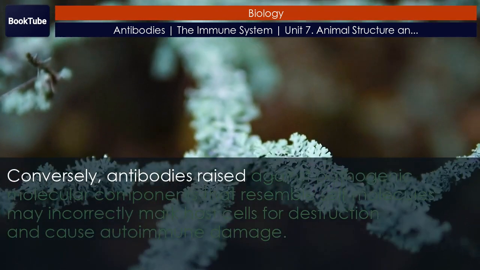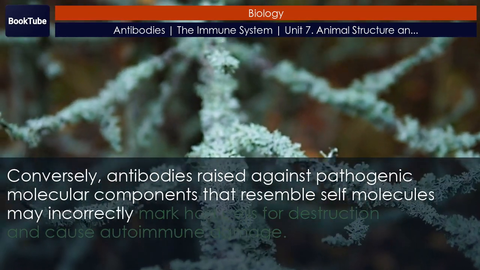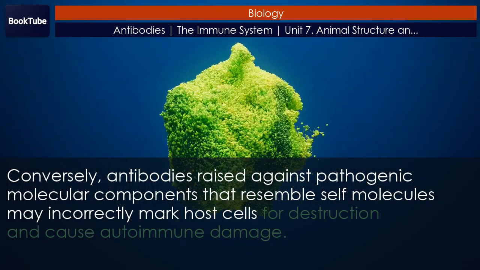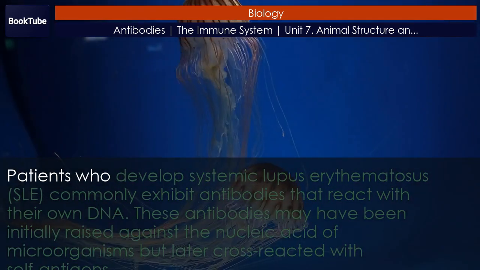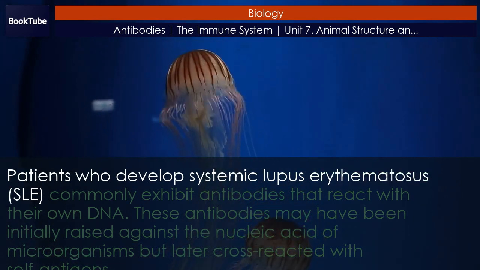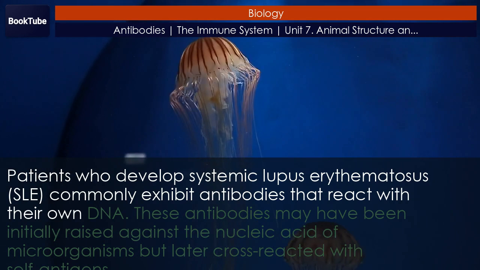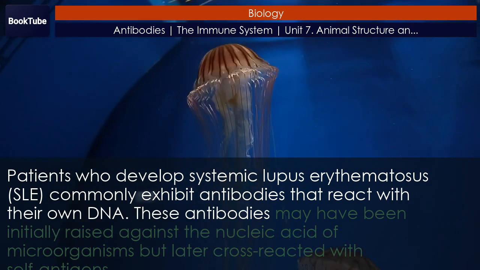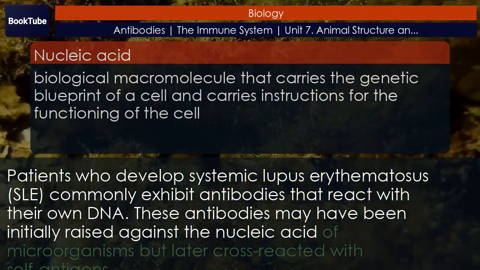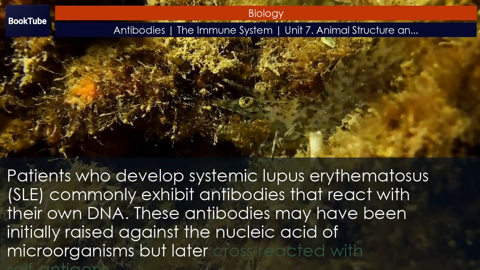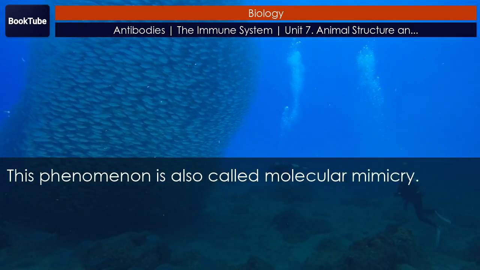Conversely, antibodies raised against pathogenic molecular components that resemble self-molecules may incorrectly mark host cells for destruction and cause autoimmune damage. Patients who develop systemic lupus erythematosus (SLE) commonly exhibit antibodies that react with their own DNA. These antibodies may have been initially raised against the nucleic acid of microorganisms but later cross-reacted with self-antigens. This phenomenon is also called molecular mimicry.